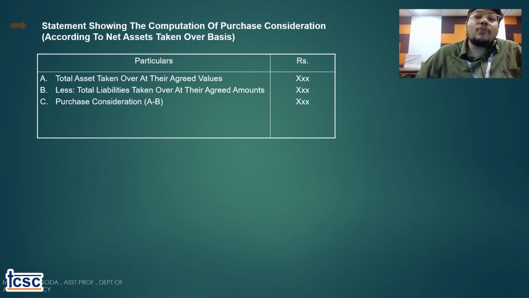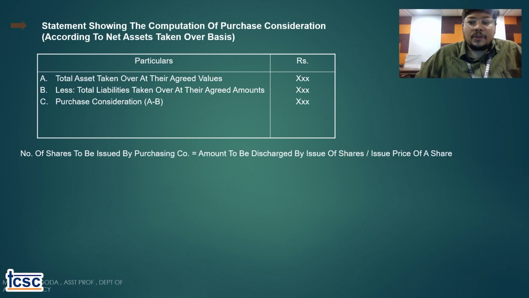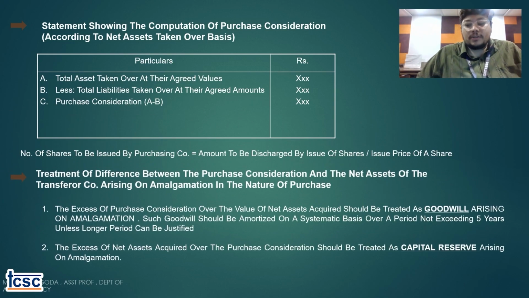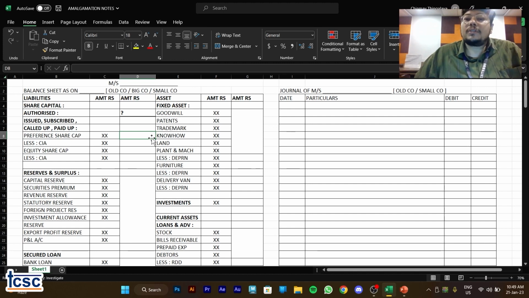as per the sum, and then whatever balance is left out will be paid off in cash. So net asset method is taken into consideration wherein the total assets are taken at an agreed value less total liabilities, which will give me my purchase consideration. The resulting effect of this will be goodwill or capital reserve. So here we complete the theoretical aspect of the chapter.